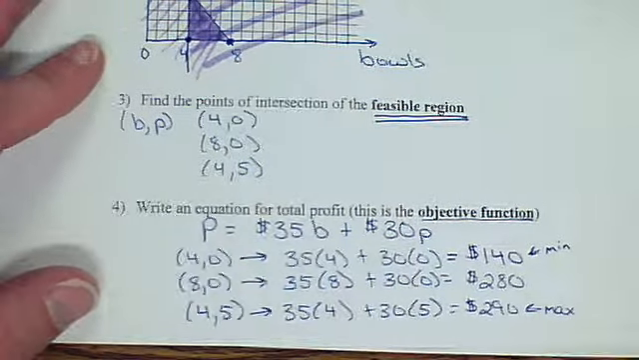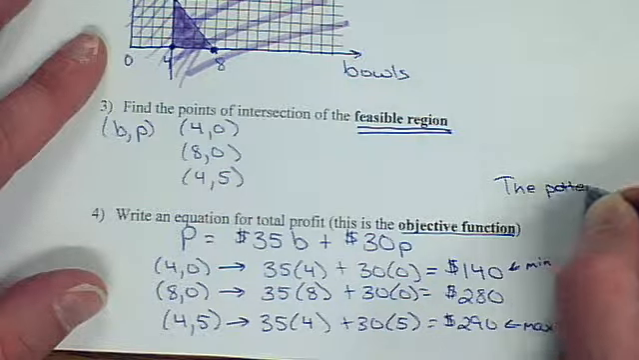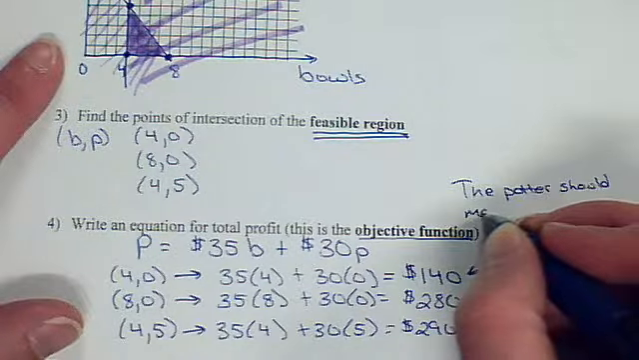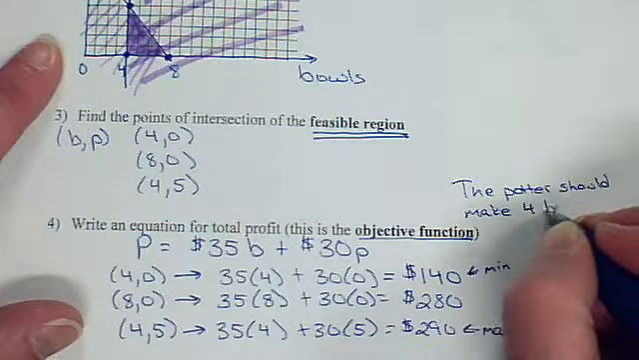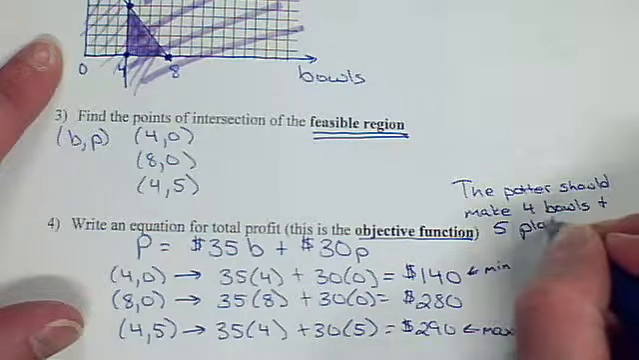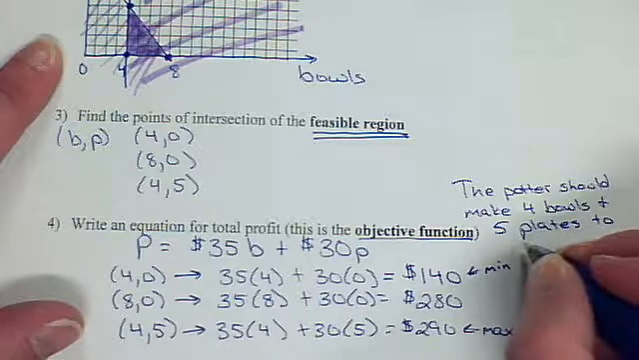So, how many bowls and plates should the potter make? The potter should make 4 bowls and 5 plates to maximize his profit.